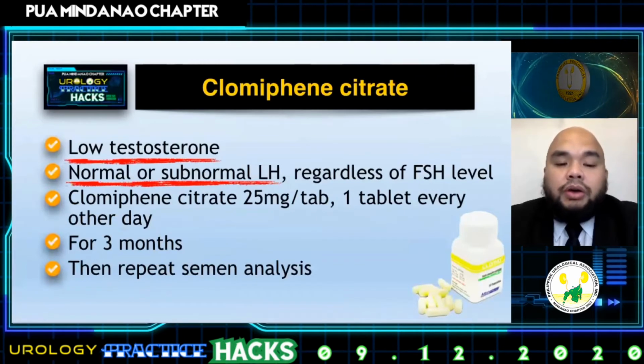Important points: you do not give Clomiphene citrate in all infertile men. You only give this drug in men with low testosterone and normal or subnormal LH, regardless of FSH level. You can give 25 milligrams, 1 tablet every other day for 3 months, and repeat the semen parameters analysis.